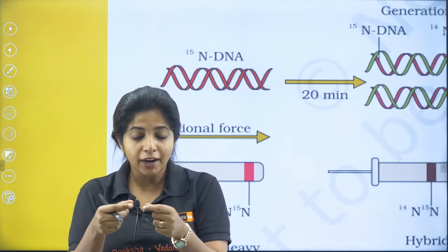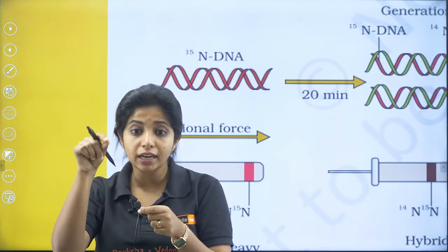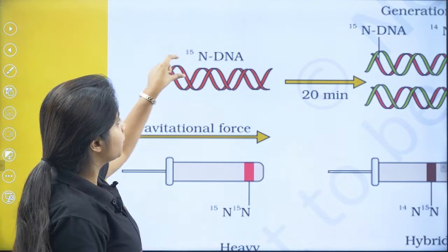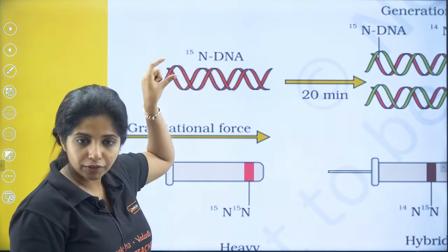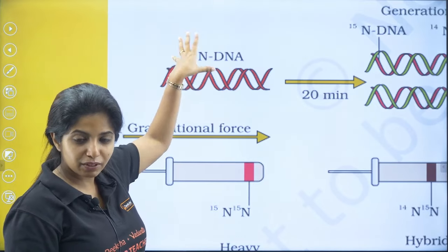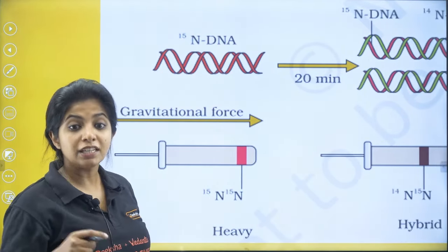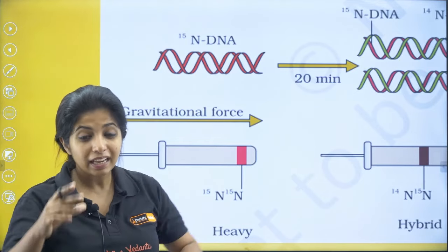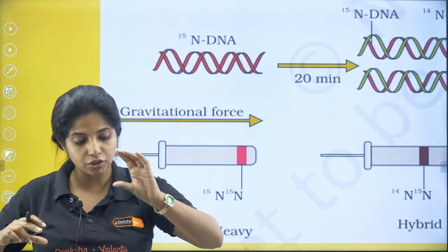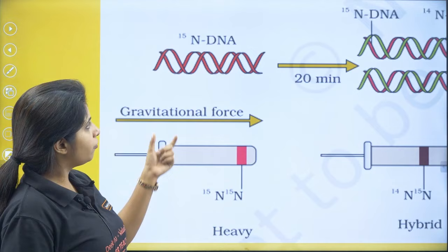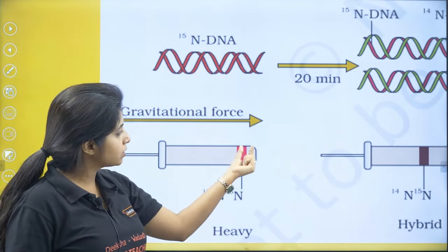So the nitrogen which is incorporated will be what? Of 15 type, N15. So the DNA would be having what? N15, N15, N15, right? Now if you try to centrifuge the whole thing in a cesium chloride medium, it's a density gradient medium, things will arrange themselves in the form of density. You will find that this DNA will settle somewhere over here.